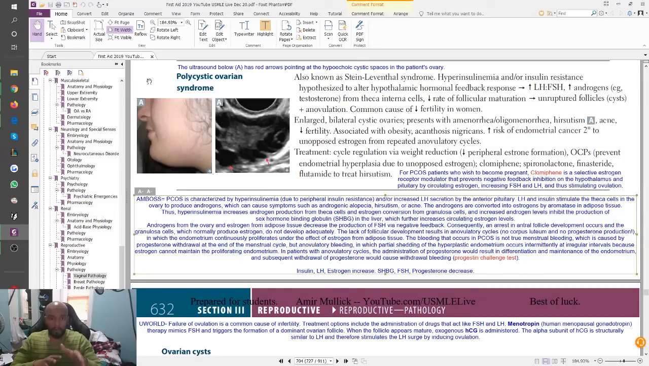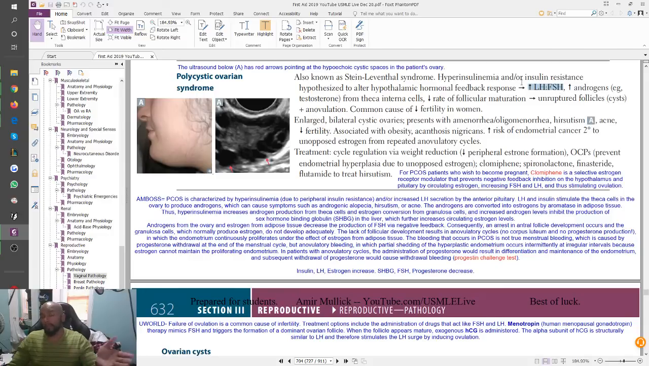So Amboss pretty much explained that PCOS is characterized by hyperinsulinemia due to peripheral insulin resistance and/or increased LH secretion by the anterior pituitary. Right? This kind of notation often confuses people, especially if you're not a math person at all and you don't know how ratios work. Right? This is telling you there's a high LH to FSH ratio, which means that LH is super high, FSH is super low. Right? So this is a different way to phrase this, and I'm reading it out for anyone else that might have had some confusion there.